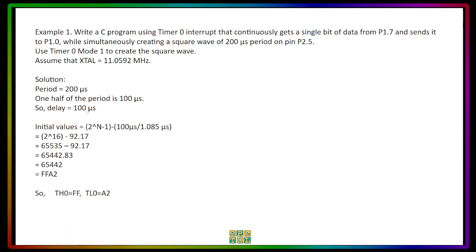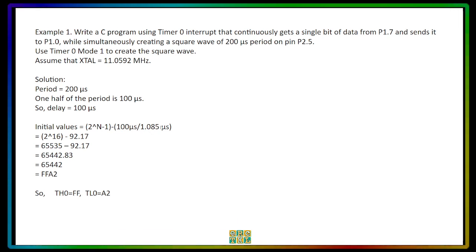After determining the delay of 100 microseconds, we will be calculating the initial values for 100 microseconds. And because this is timer 0 and we are using mode 1, that would be 2 to the power of n, minus 1, that's 2 to the power of 16, minus 1, that will be 65,536, minus 1, that will be 65,535. I think I missed writing minus 1 over here. So kindly do the correction, 2 to the 16, minus 1. And then we will subtract 100 microseconds divided by 12 divided by 11.0592, which gives 1.085 microseconds. I did not write it here, but the answer will be 1.085.